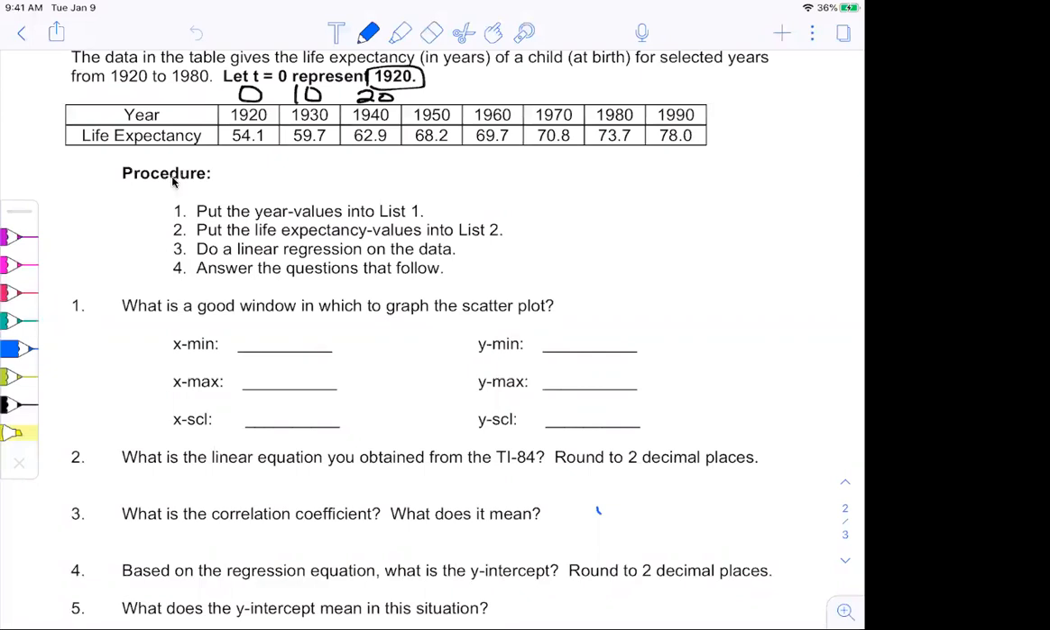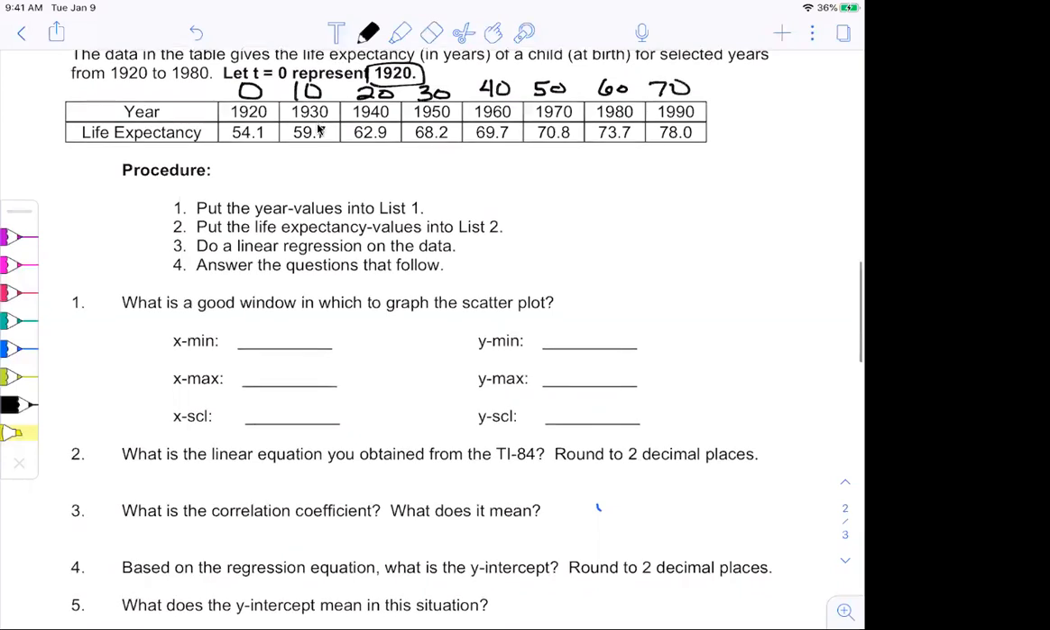Anyway, all right, so looking at life expectancy here. The table starts at 1920, and then it jumps to 1930. It says t equals 0 represents 1920, and since we're counting by 10 years, there are 10 years in between 1920 and 1930. We have to make sure that you're using those values in your calculator. So if I continued this list, 1950 is 30 years from 1920. That's what that number really means. And then here we would have 40, 50, 60, 1990 is 70 years from 1920.